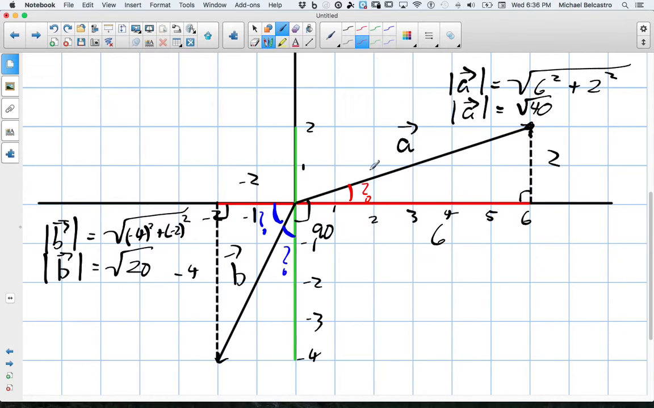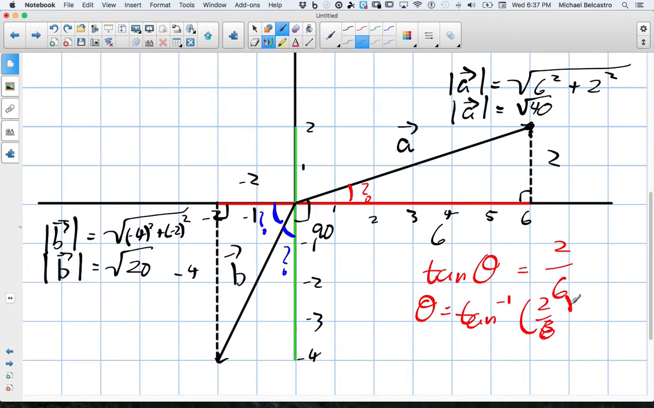Because again it's a right angle triangle, we can use our tangent ratio. Tan theta, for this one here, is equal to the opposite, which is 2 over 6. So theta is equal to tan inverse of 2 over 6, which is 1 over 3. Whoops, I said 3, 2 over 6. We'll figure out what that is in a second. I'm going to do myself a favor and just calculate it on this calculator.